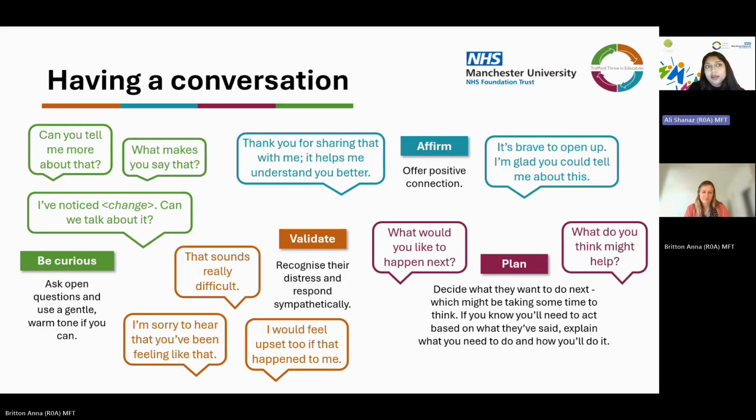So as adults and as parents and carers, we might want to automatically jump in and fix the problem for them, but it's really important that we encourage our young people to think about their own solutions, maybe asking them who can support you, what can you do to help yourself feel better today, and planning with them, supporting them to do that themselves as well.